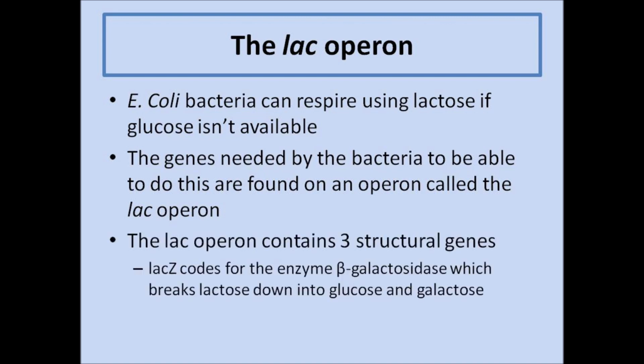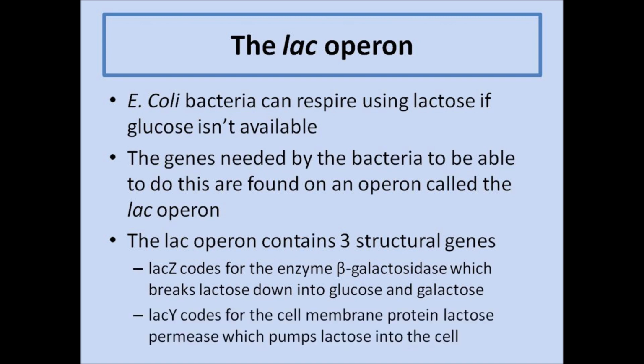Now the Lac Operon contains 3 structural genes to allow it to be able to respire using lactose. There's Lac Z, which codes for an enzyme called beta-galactosidase, and that enzyme breaks down lactose into glucose and galactose. One of the structural genes is called Lac Y. Now this codes for a protein called lactose permease. It's a cell membrane protein, acts as a pump which pumps lactose into the cell.